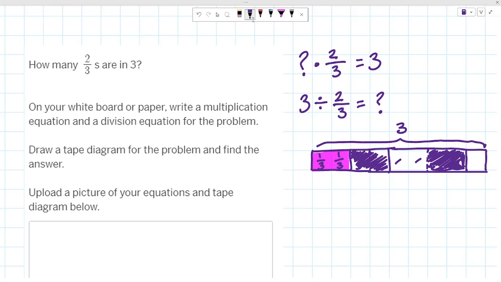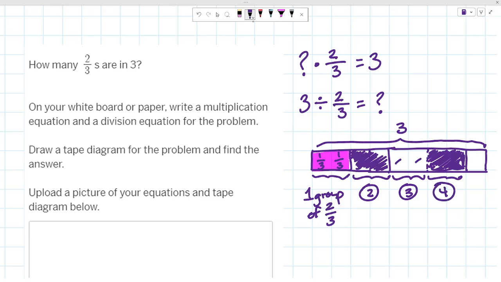So let's count how many groups of 2/3 we have. This is one group of 2/3, 2, 3, 4, and then I have this one block left over. Well, how many of those blocks do I need to get a group of 2/3? I need 2 of them, but I only have 1, which means that I have a half group of 2/3.